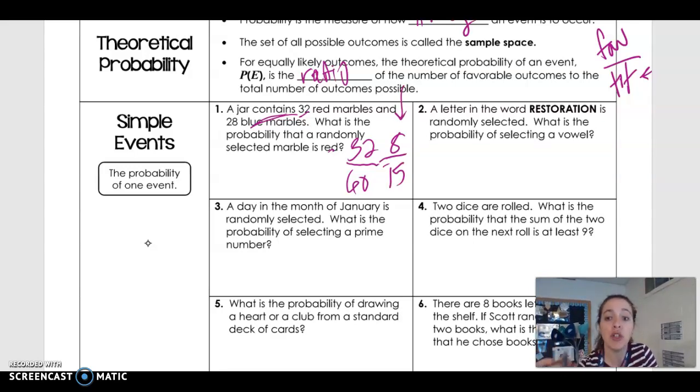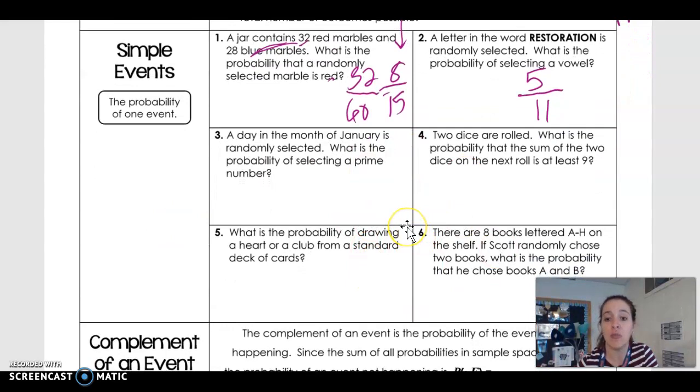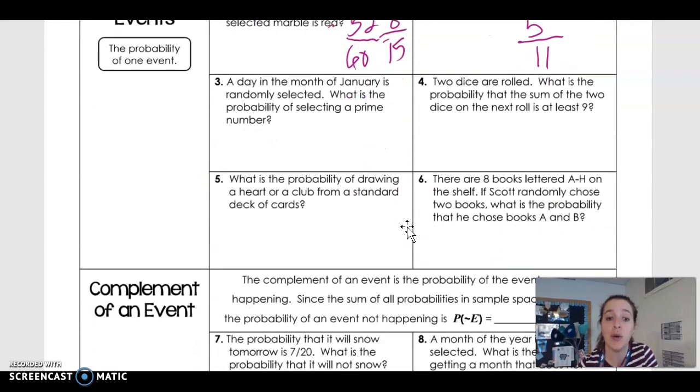Okay, so let's look at sample number 2, and then I'm going to let you guys work on the rest of those. For sample number 2, a letter in the word restoration is randomly selected. What is the probability of selecting a vowel? First I always come up with our total. How many total letters are there? I just count: 1, 2, 3, 4, 5, 6, 7, 8, 9, 10, 11. There are 11 total letters in that word, and then we find our favorable outcomes, which are how many of them are vowels. So 1, 2, 3, 4, 5 of them are vowels. Now that is a fraction or a ratio that I can't simplify, so I just leave it that way. Now I want you guys to work on these last 4 samples, and I will post the answers for you to double check where you're at.